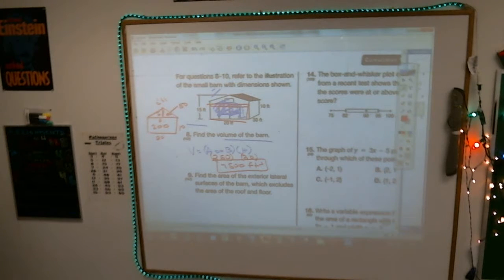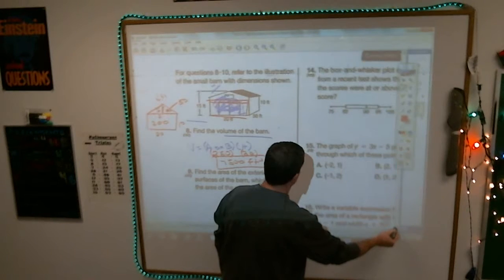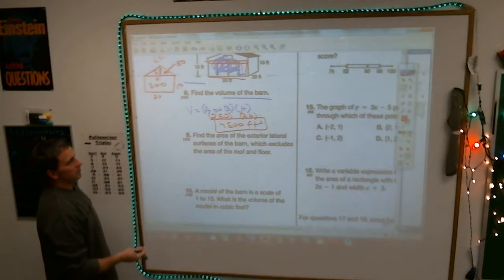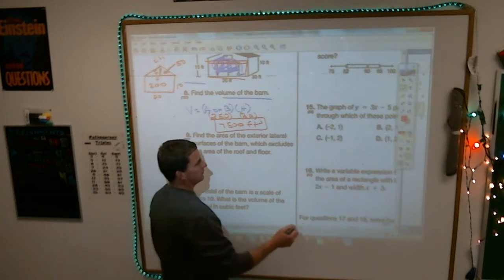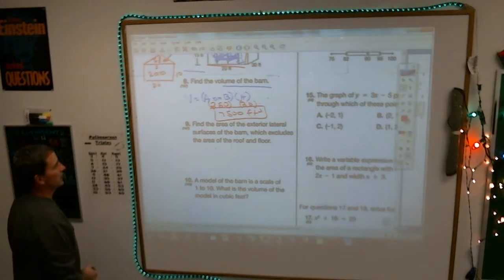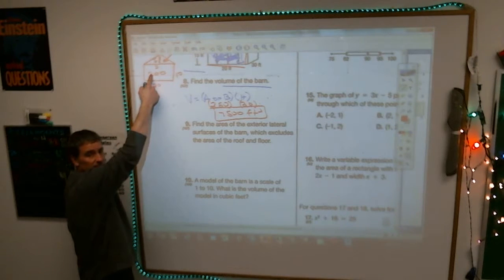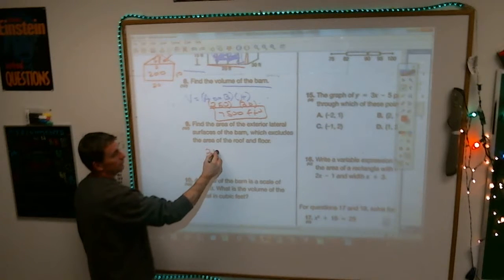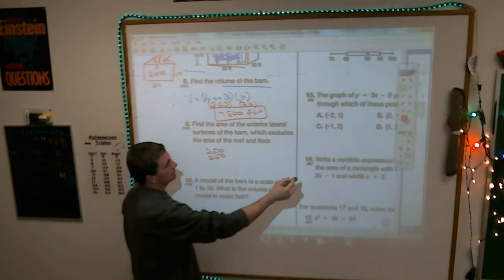Not terribly difficult. Number 9, because I'm sure that's part of an issue as well. Is that what you actually asked? Find the exterior lateral surface area of the barn, which includes the area of the roof. Wait, does it say includes the area of the roof and the floor? Excludes, yeah. You already did the area of this pentagon, right? So there's 2 of those, the front and the back side. So you take 250 and 250. All you have to do are the 2 side walls.